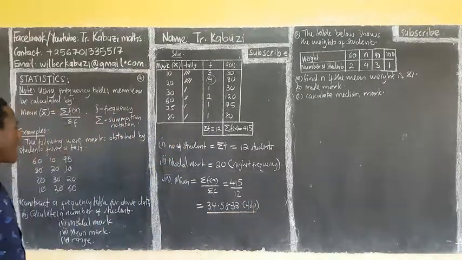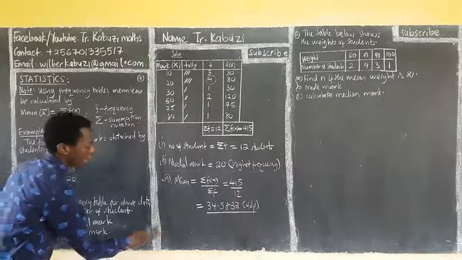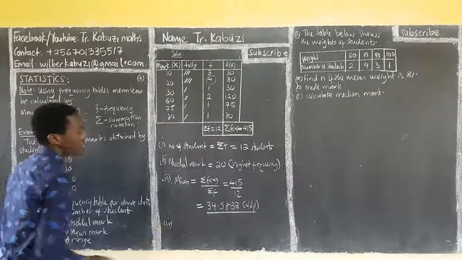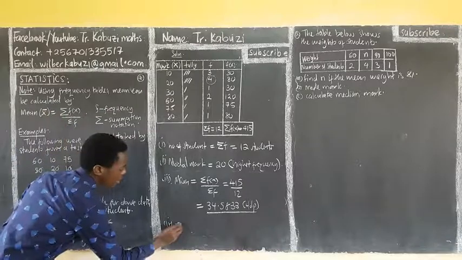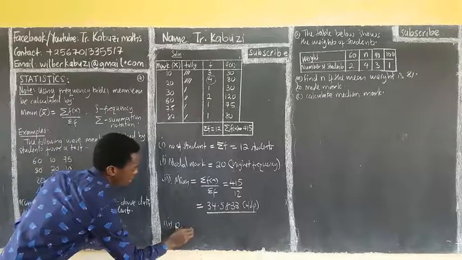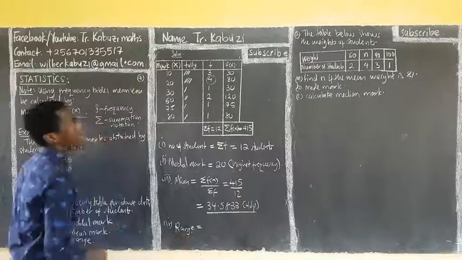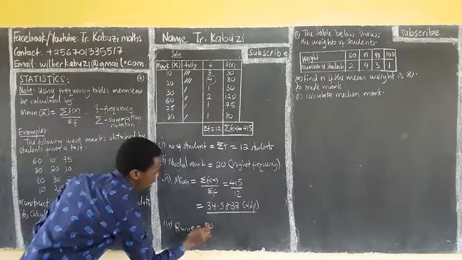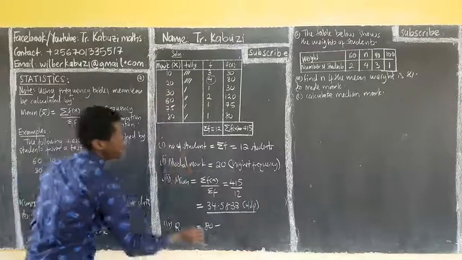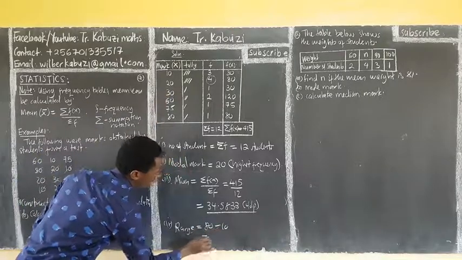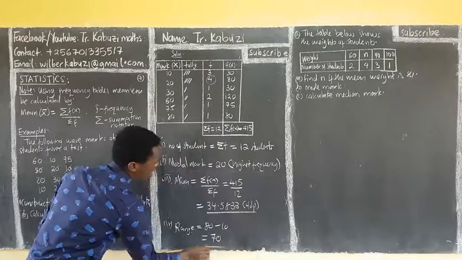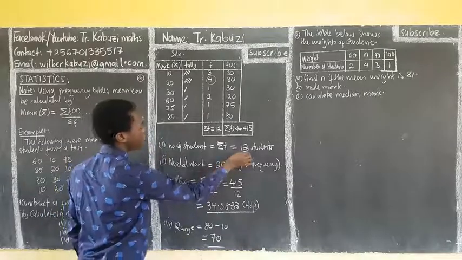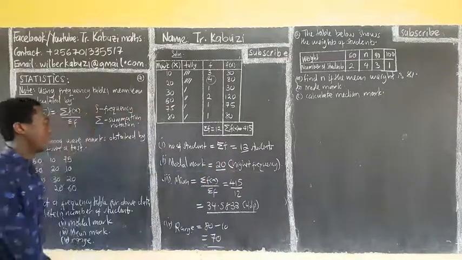Then I want to get my range. How do you get the range? You say the biggest minus the smallest. The biggest is 80, minus the smallest, which is 10. And here we are getting 70. So that's how we handle the first part, members, with ease.